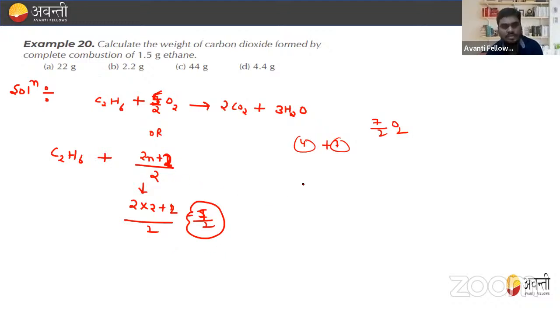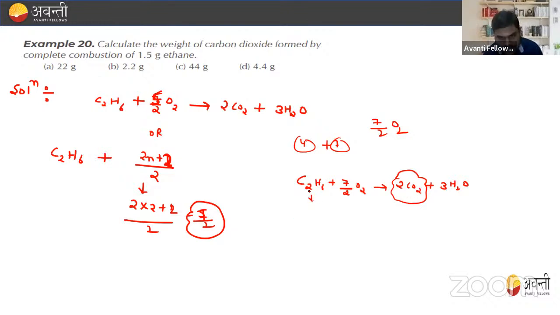So here we can observe the balanced chemical equation: C2H6 plus 7 by 2 O2 gives us 2 CO2 plus 3 H2O. Now, what does the question ask? Calculate the weight of carbon dioxide. So you have to calculate the weight of carbon dioxide in gram. So let's convert each one in gram, because always convert each either in mole or in gram or in atom. So always maintain the same things all over the reactant and product side as well.